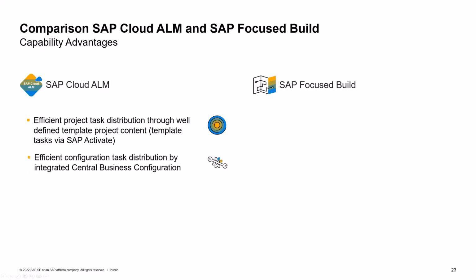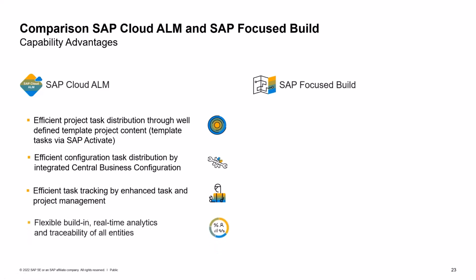We have the integration in CBC, the central business configuration, as well, allowing task distribution and efficient working on those template tasks. We have very good task tracking. And we have very flexible built-in real-time analytics and traceability of all entities. So the reporting and traceability functionality is excellent in SAP Cloud ALM.